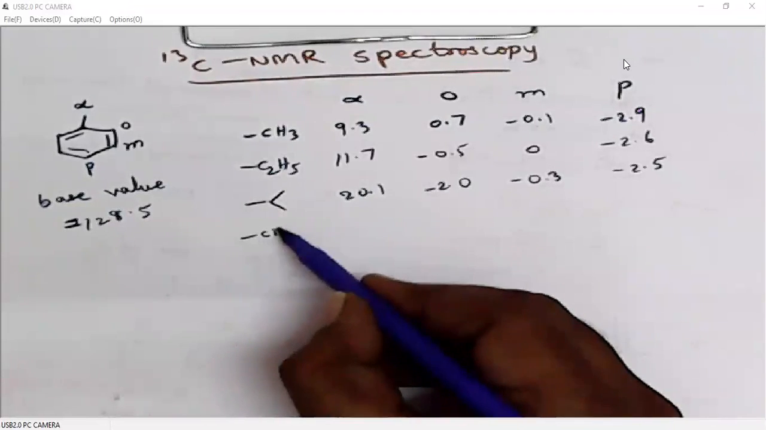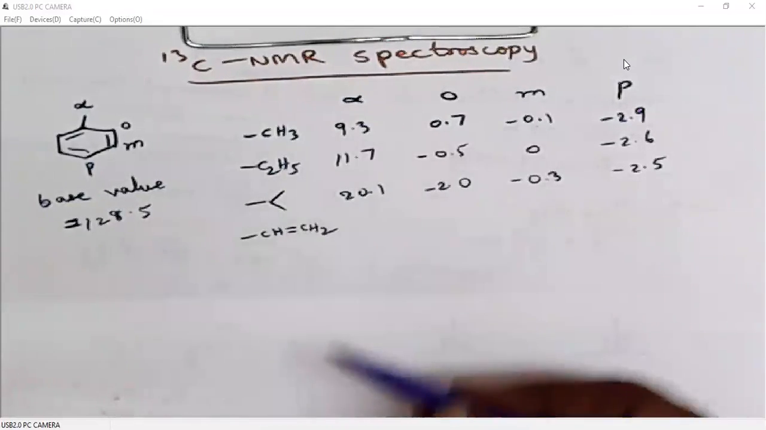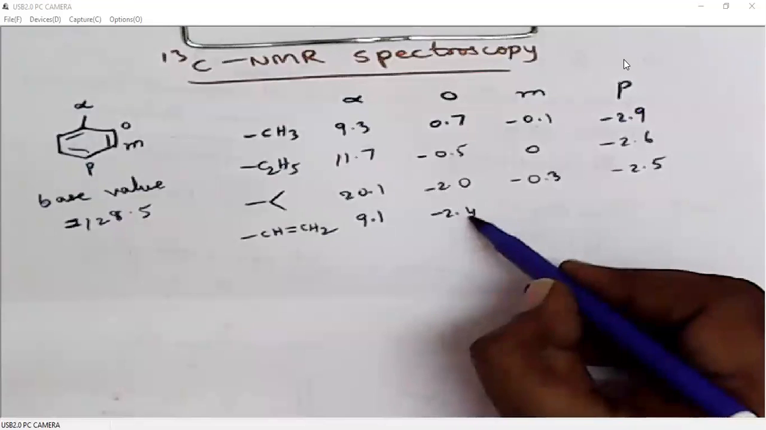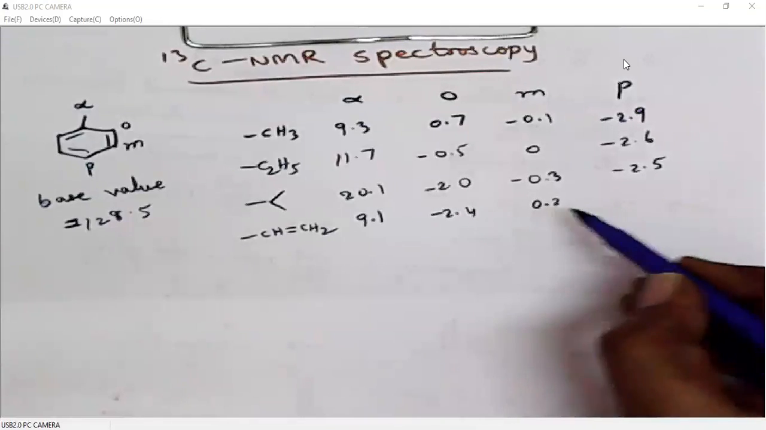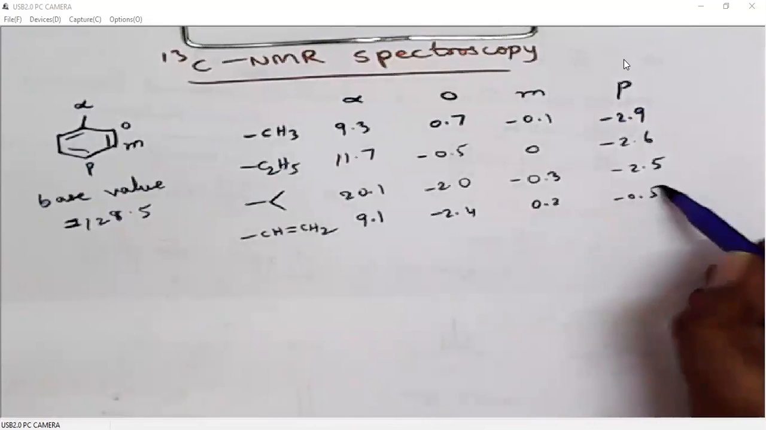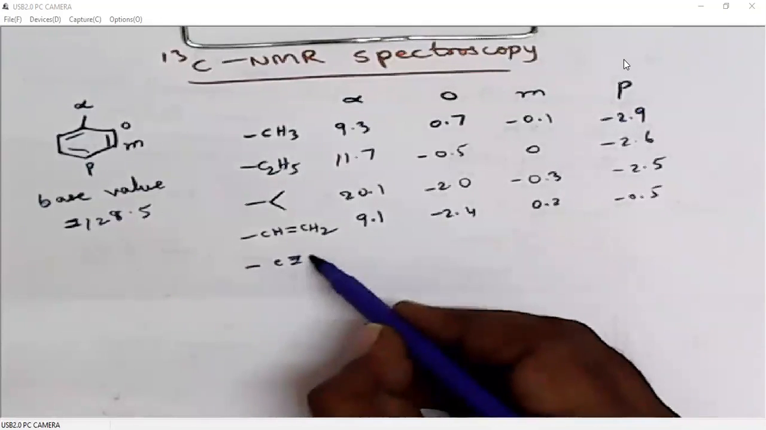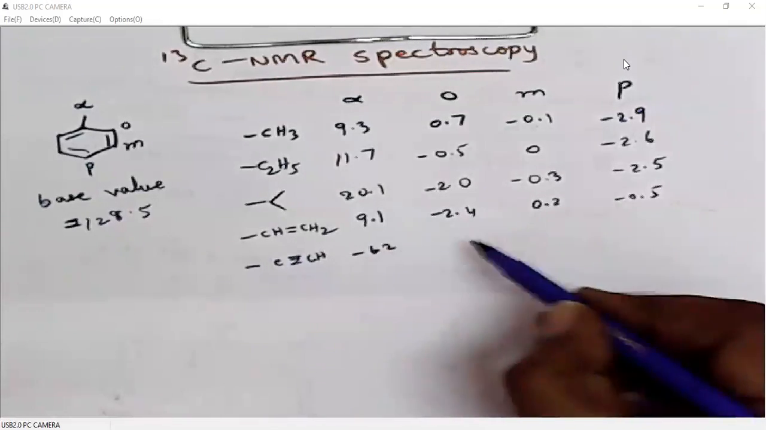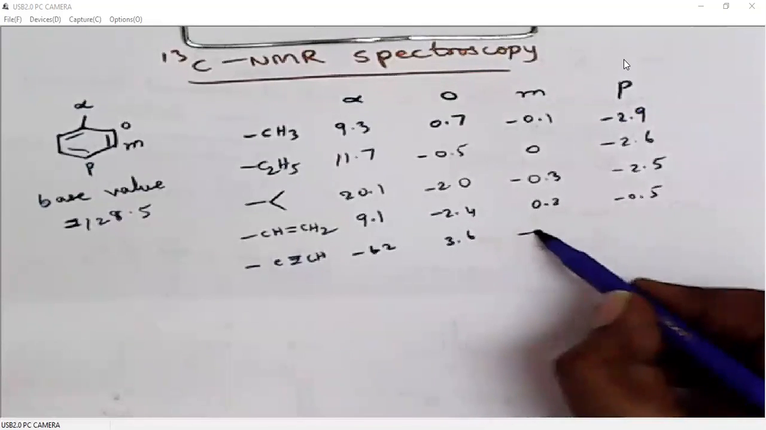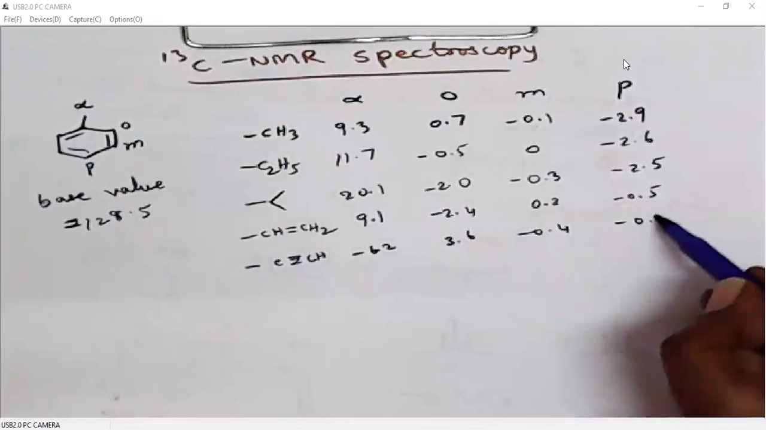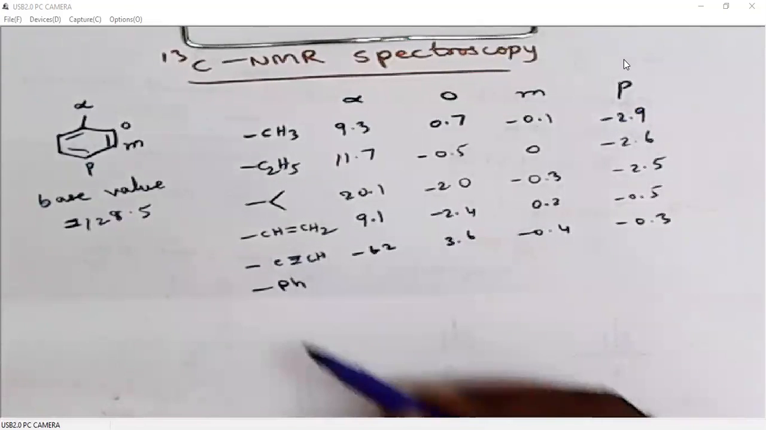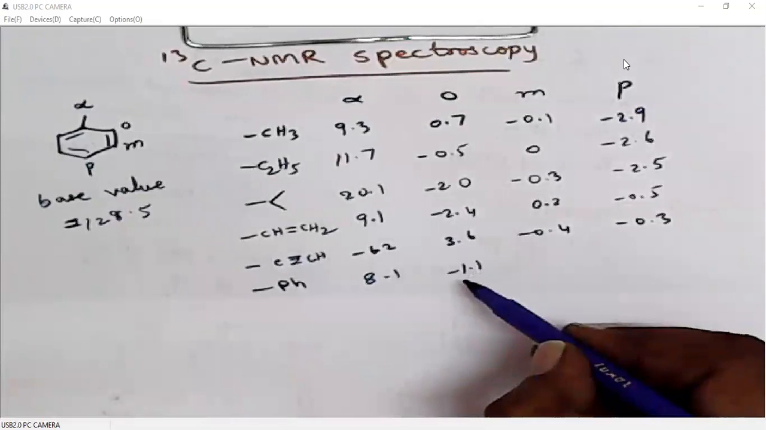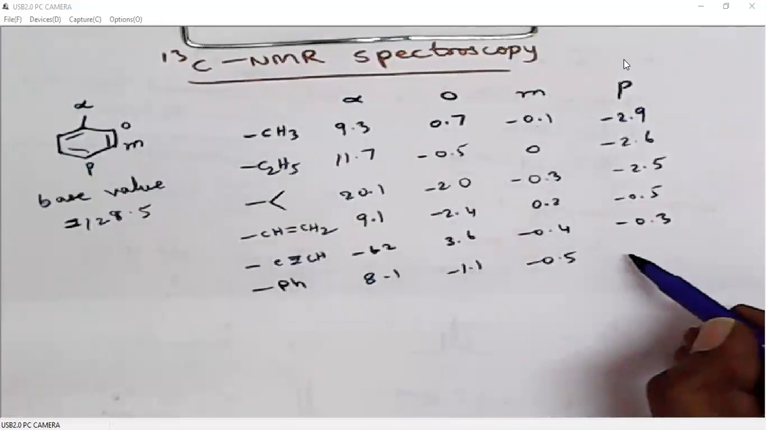Now look at the alkene, a double bond. If it is vinyl, we will add 9.1, minus 2.4, 0.2, and minus 0.5. If it is a triple bond, it is minus 6.2, 3.6, minus 0.4, and minus 0.3. If it is a phenyl group, then it is 8.1, minus 1.1, minus 0.5, minus 1.1.